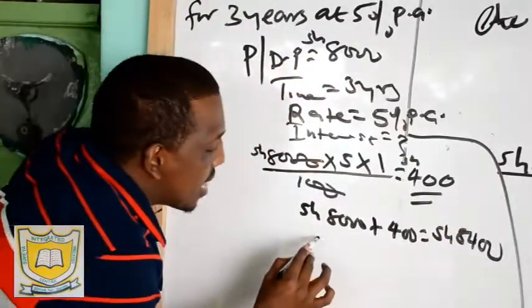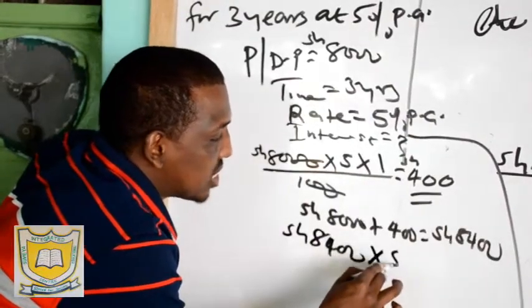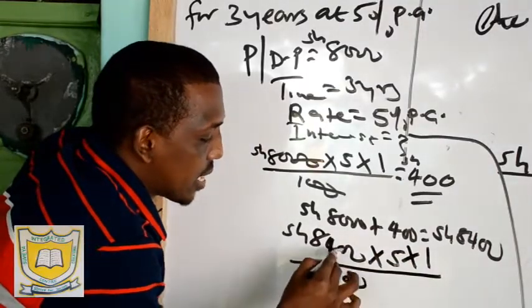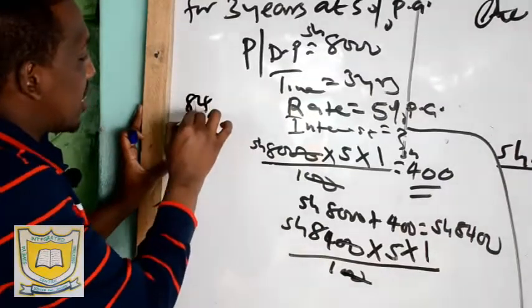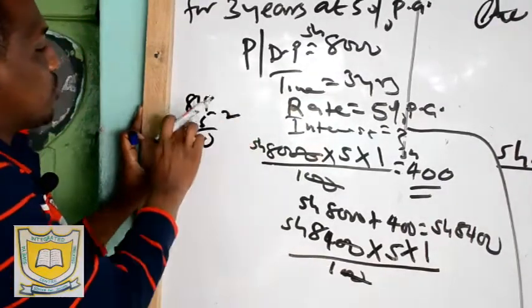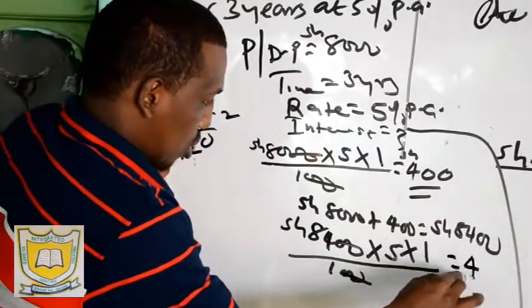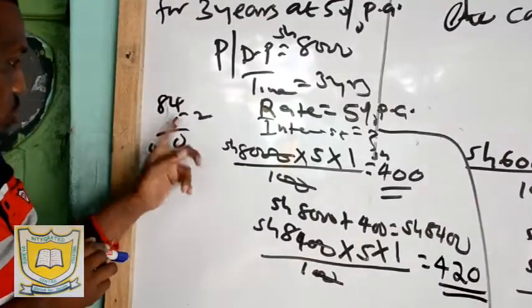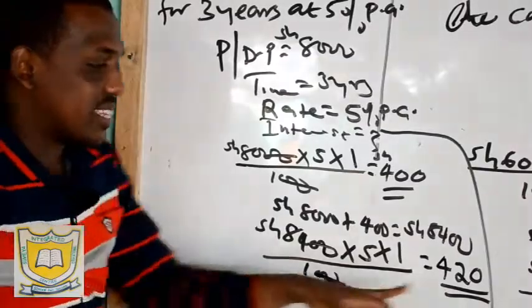Let us now find 8,400 shillings multiplied by rate, which is 5, times the second year, all over 100. Cancel. So we multiply now: 84 times 5, 20 carry 2, 40, 42. So you will get 420. That is the interest of the second year.